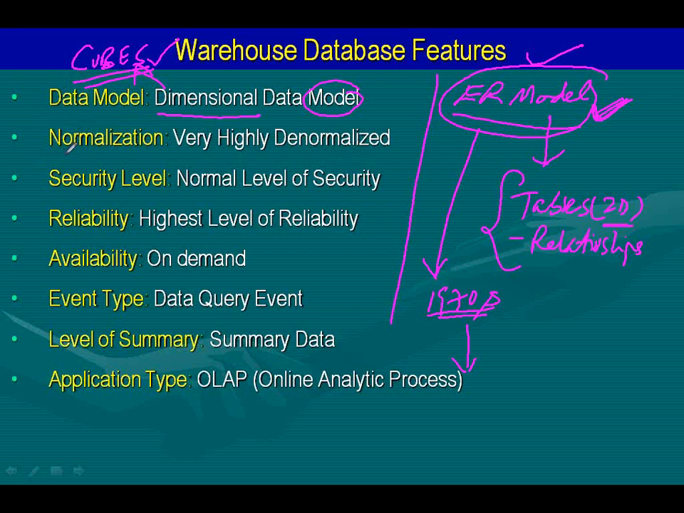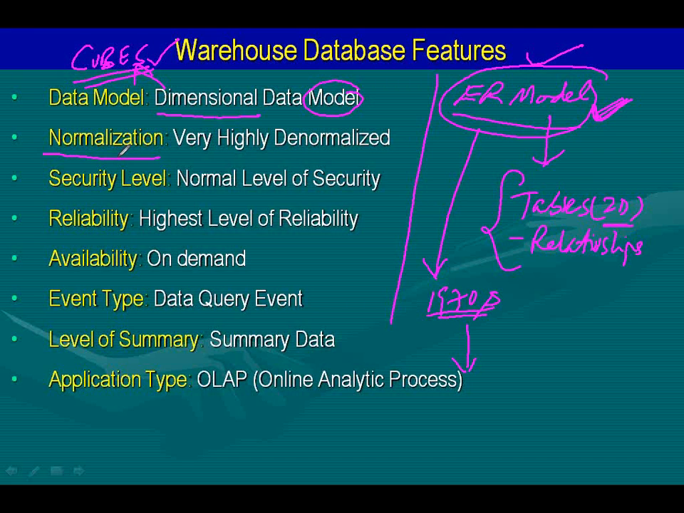The other difference is obviously normalization. A warehouse database is highly denormalized, whereas in a transactional database the data is highly normalized. We know this. Later we can even get into how exactly it is denormalized, or how exactly we find redundancy in a warehouse, and we can see that.